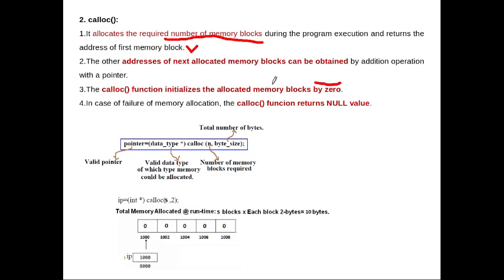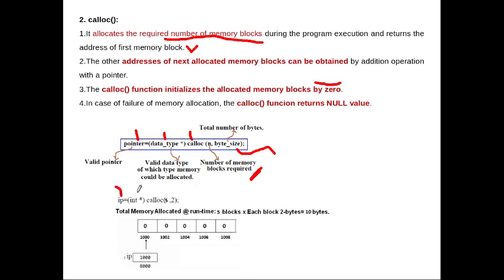In the case of the calloc function, the memory will be allocated consecutively, the required number of blocks, and all those memory locations are initialized with the value 0. Let us see the syntax. Here is the pointer variable, this is the data type, and this is the calloc function. n is the number of memory locations, and this indicates the size of the memory. Let's consider an example.